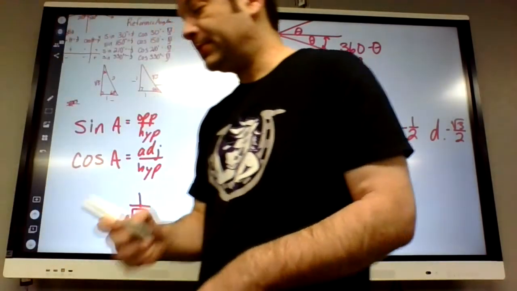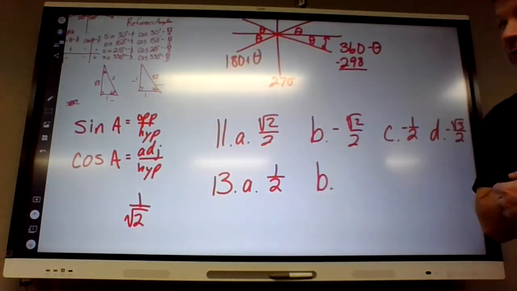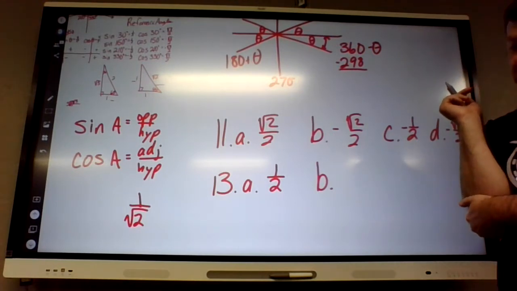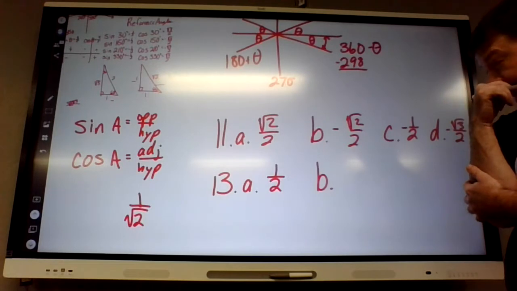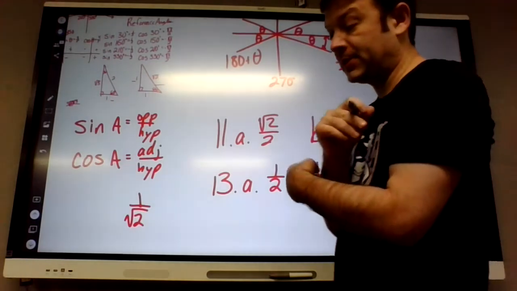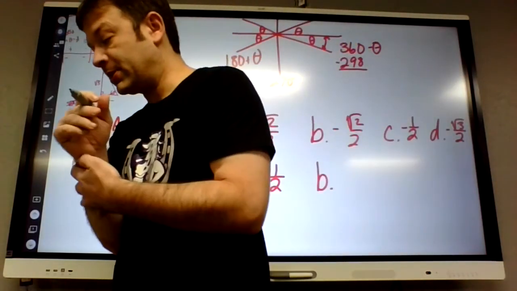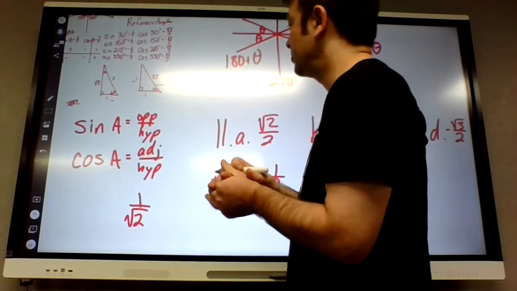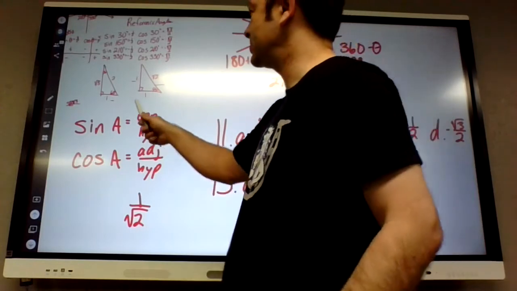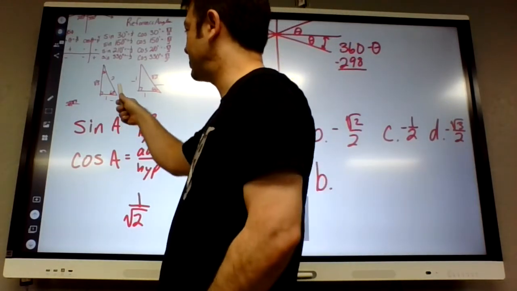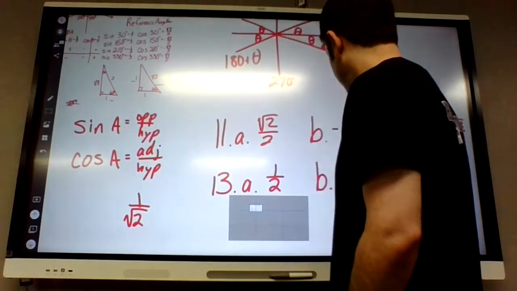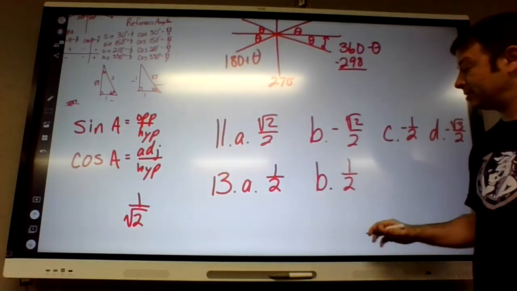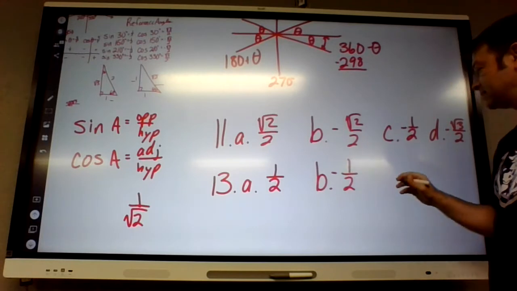Negative 240 goes backwards into the second quadrant, and it's 60 degrees past 180. So it'll be the same thing as cosine of 60, but it's in the second quadrant. Cosine of 60 is adjacent over hypotenuse, so it's 1 over 2 again, but in the second quadrant, cosine is negative.